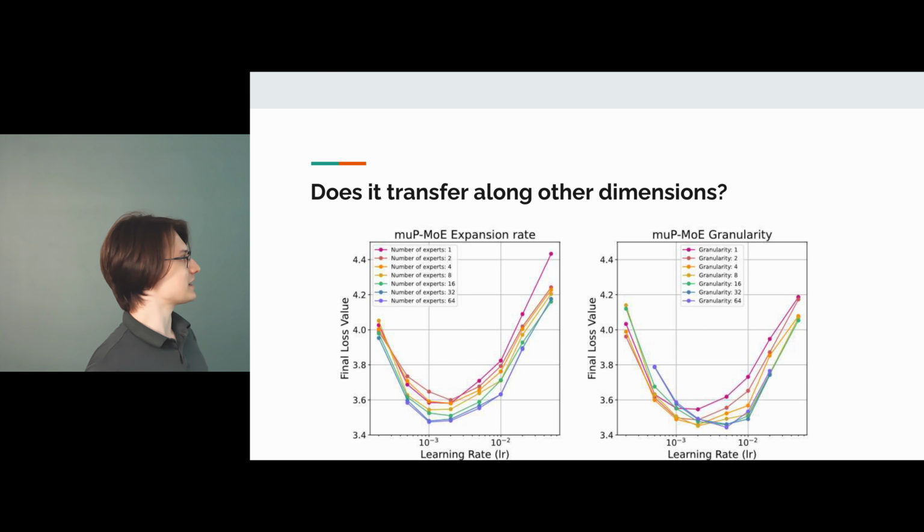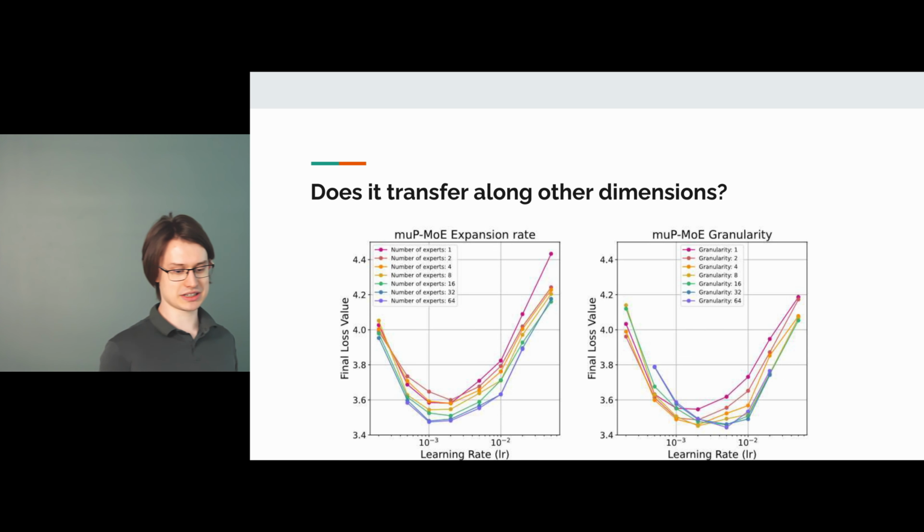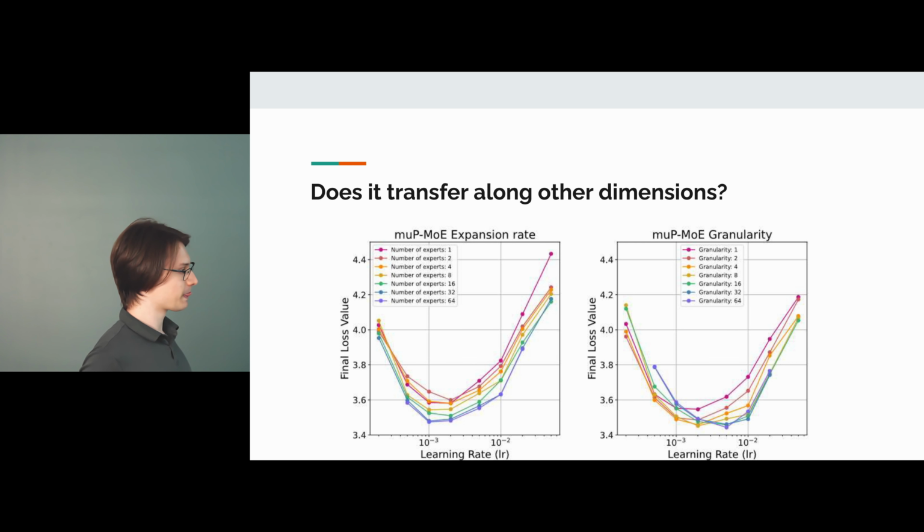Yeah, so we also checked if we can transfer hyperparameters throughout other dimensions of scaling. And turns out it works quite well. So the left one is expansion rate, which is basically you take more experts, which are constant size. And the right one is granularity. So you have the same total size of all the experts, but you take more smaller experts, so you can have more configurations of those experts that could be activated. And it turns out it scales pretty nicely.